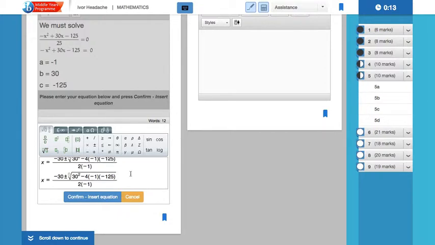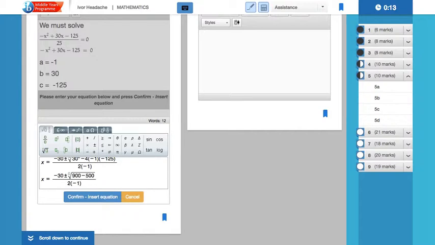I've got minus minus minus here, so that's going to come out to be a minus. 30 squared is 30 times 30, which is 900. So you've got minus minus minus, and then 4 times 1 times 125. So 4 times 1 times 125 is 500. So it's going to be minus minus minus 500. Two minuses make a plus, so 2 of those minuses together cancel each other out.